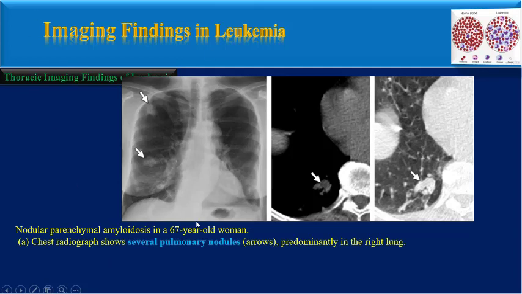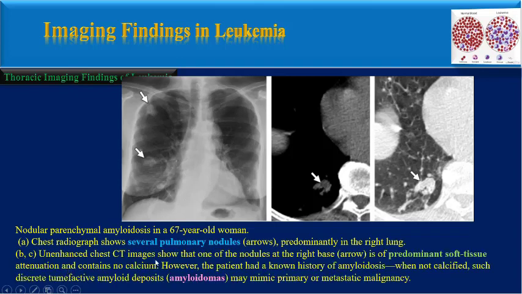This chest X-ray shows several pulmonary nodules, predominantly in the right lung. Unenhanced chest CT shows that one of the nodules at the right base is of predominant soft tissue attenuation and contains no calcium. However, the patient had a known history of amyloidosis. When not calcified, such discrete amyloid deposits, named amyloidomas, may mimic primary or metastatic malignancy.